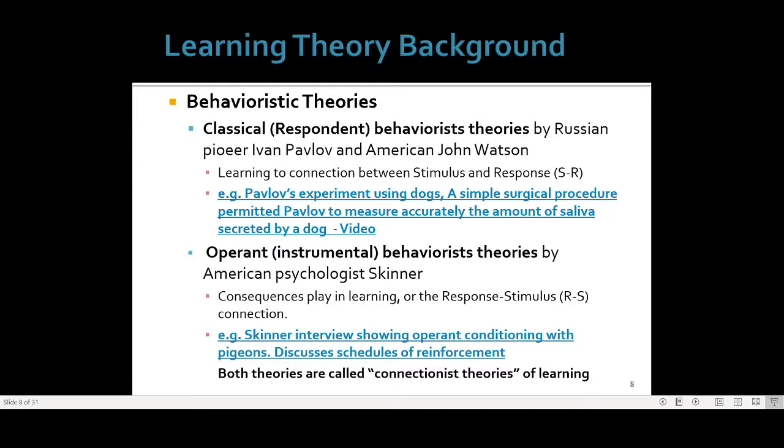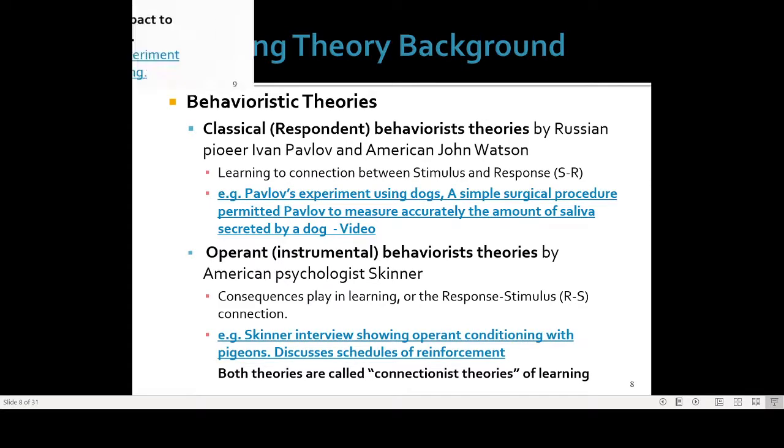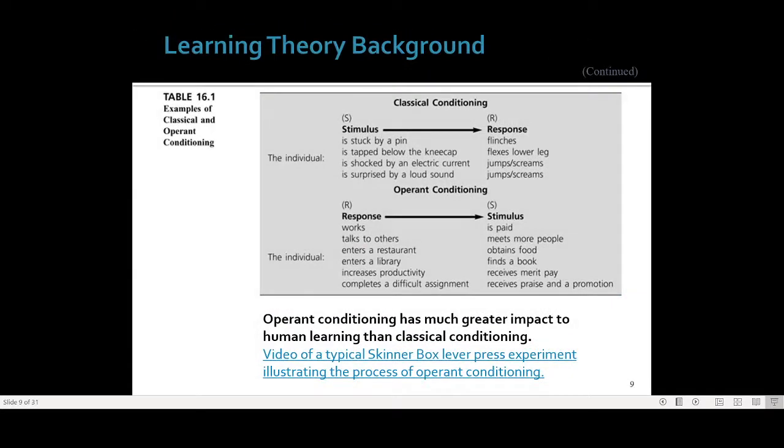Okay. So let's look at the next slide. You can see that operant conditioning has a much greater impact on human learning than classical conditioning. Let me show you another small experiment by Skinner, called Skinner's box, to illustrate operant conditioning.